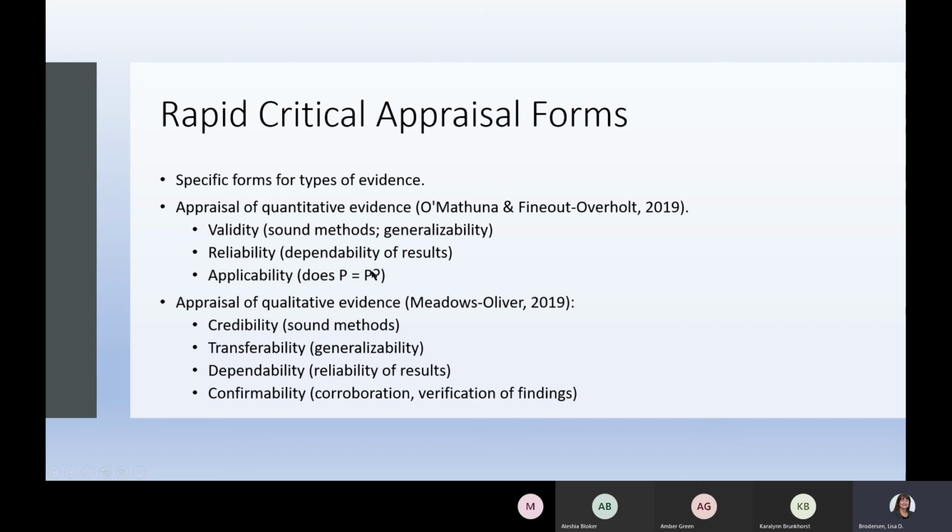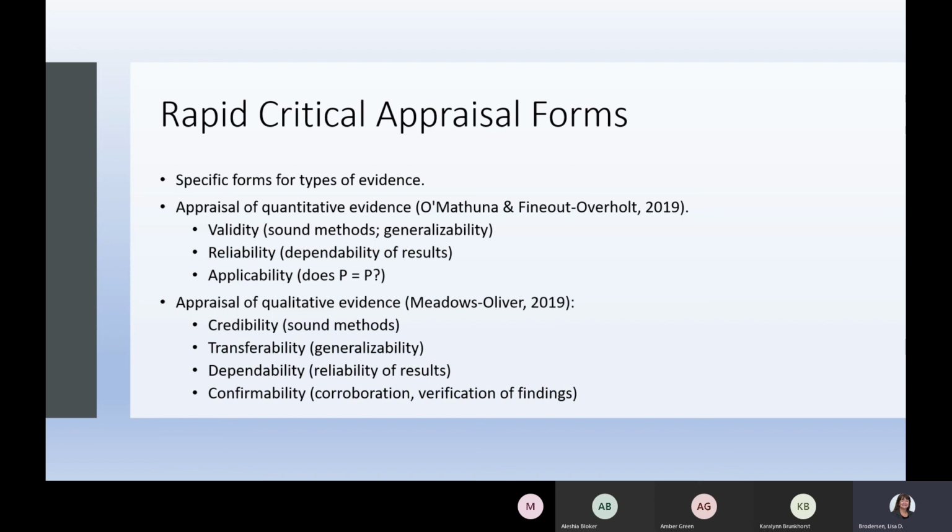There's going to be a rapid critical appraisal form for each type of evidence that you might find to answer your PICO question. There are 3 main criteria by which you're going to appraise quantitative evidence based on how you've completed the rapid critical appraisal form. And that's going to be validity, reliability, and applicability.